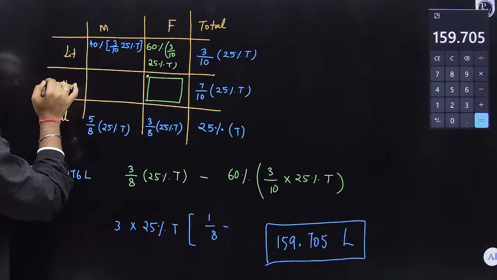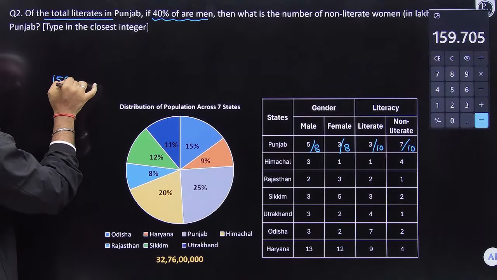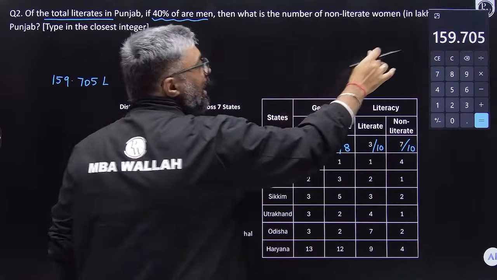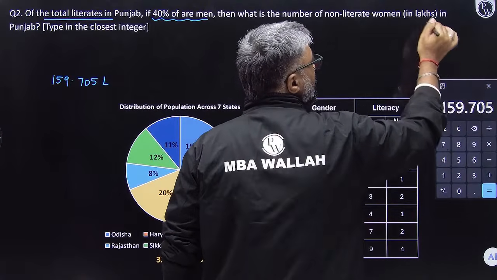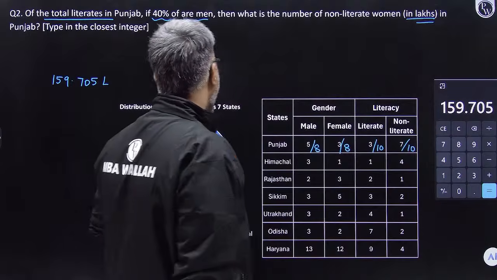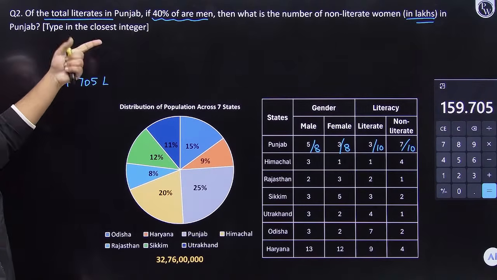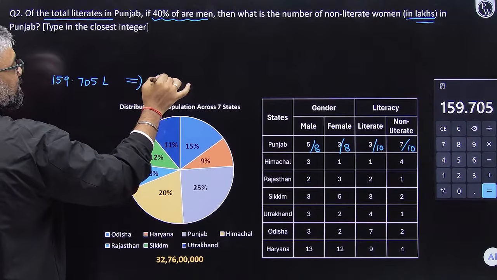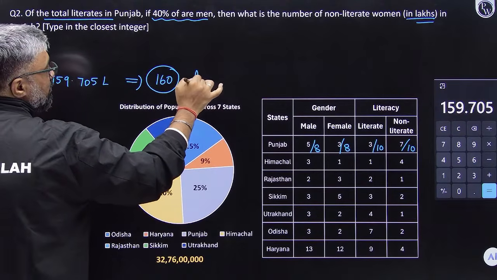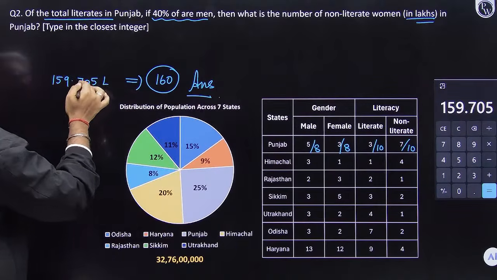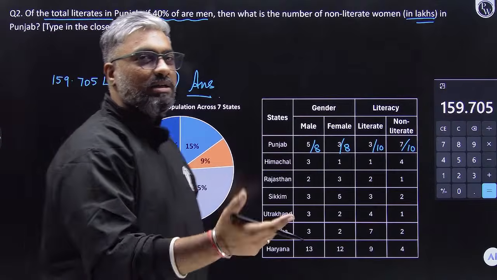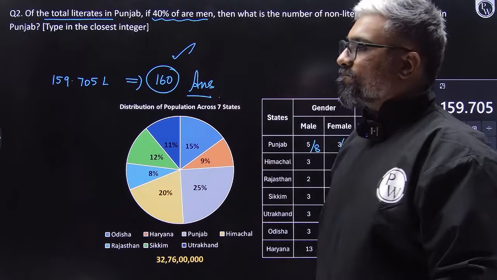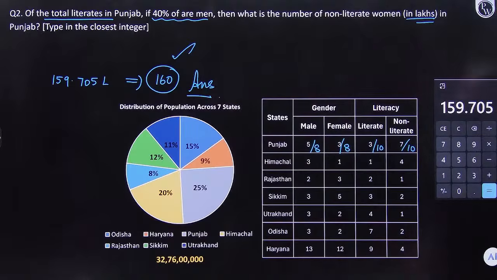So I have 159.705 lakhs. They want this value in lakhs only. See, read this carefully. They want this value in lakhs only. I have it in lakhs, so I need to put the closest integer. What's the closest integer to this? 160. This is my answer. 159.7, closest integer is 160. Finish. Got it, everybody? Say yes if you understood this.